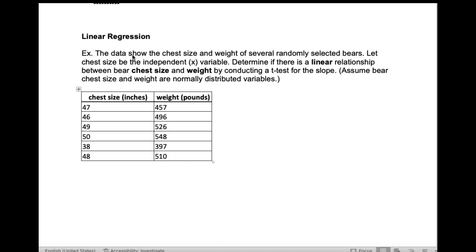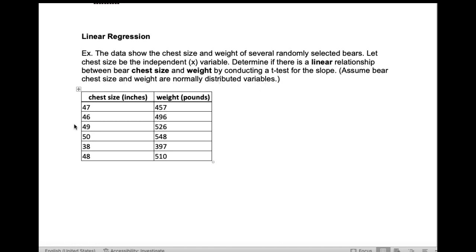Example, the data show the chest size and weight of several randomly selected bears. Let chest size be the independent variable x and determine if there is a linear relationship between bear chest size and weight by conducting a t-test for the slope. Assume bear chest size and weight are normally distributed variables.